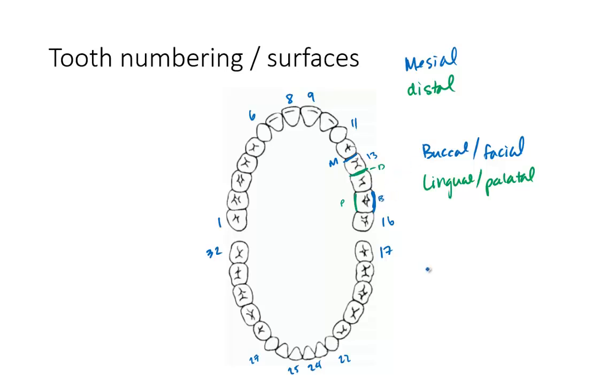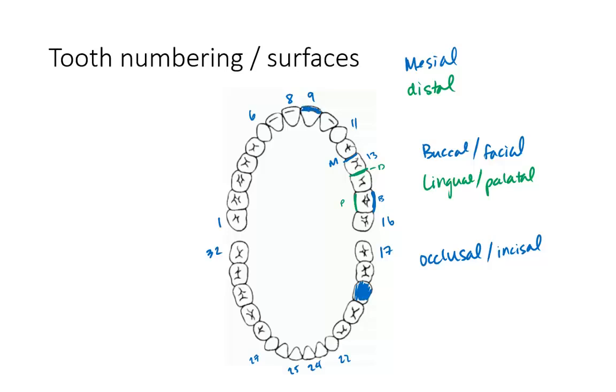And then lastly, we have the biting surfaces. So that's going to be the occlusal or the incisal surface. And so occlusal refers to the biting surface for posterior teeth. So that's going to be this right here. And then for anterior teeth it's going to be the incisal surfaces, so that's going to be this right over here.